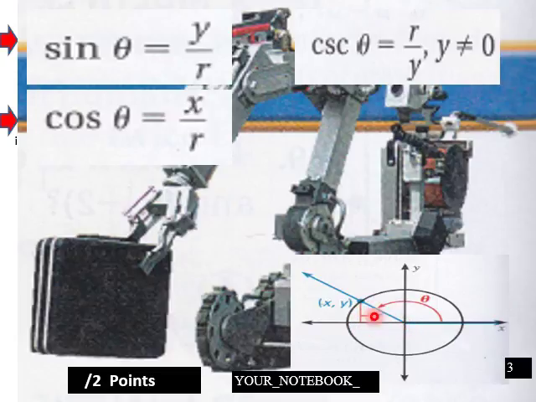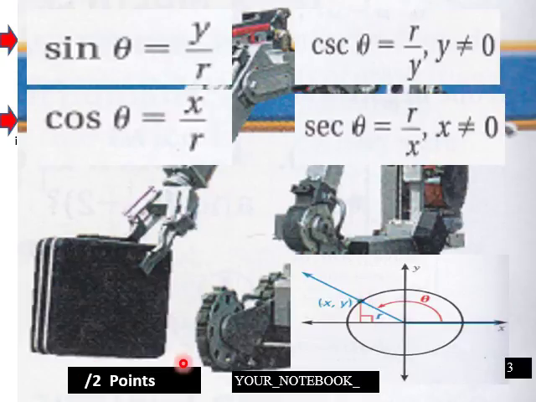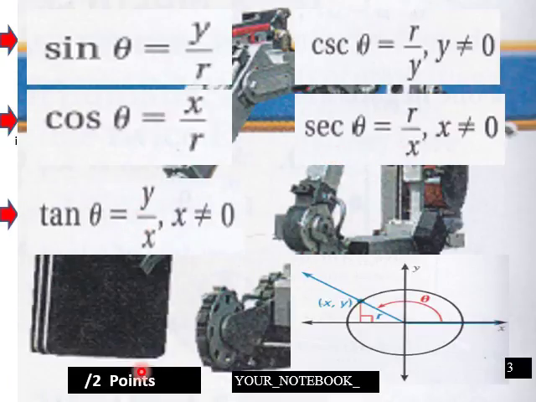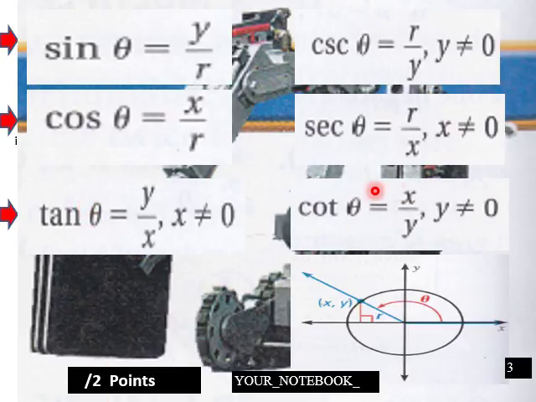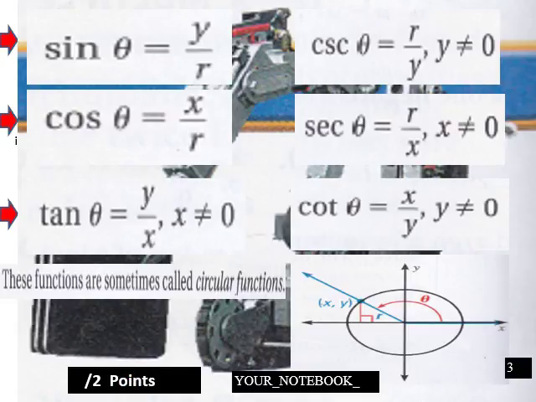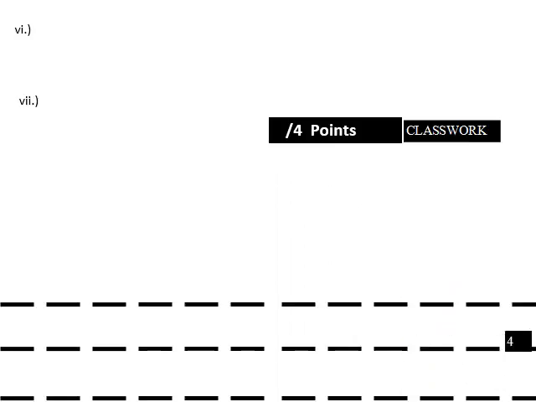So r plays a big role here. And then secant would be the inverse of our cosine, r over x. Then tan would be y over x, our y over our x. Then cotan, guess what, would be the inverse of tan, x over y. These are sometimes called circular functions.